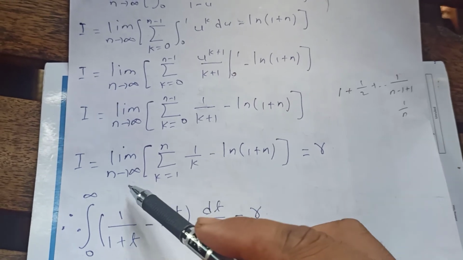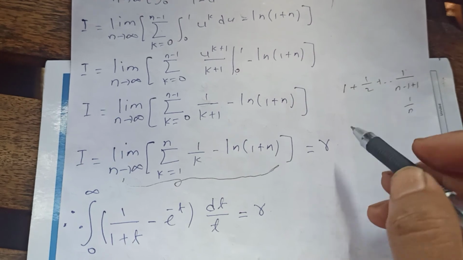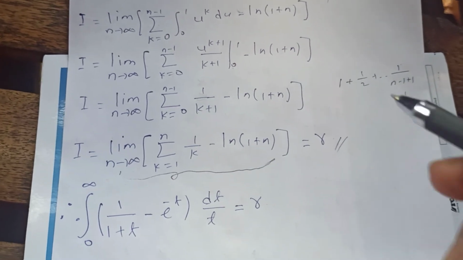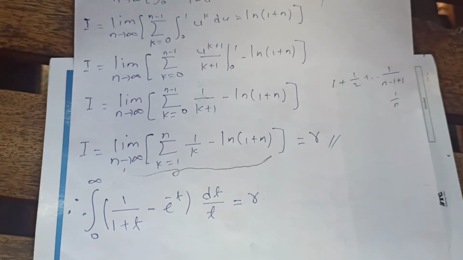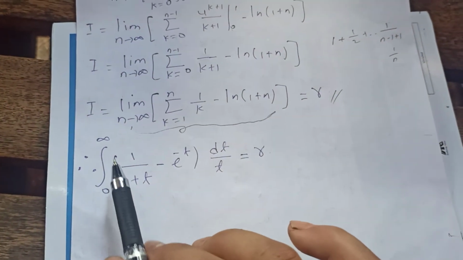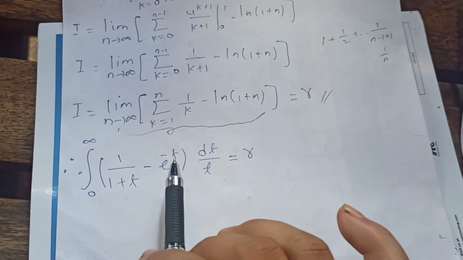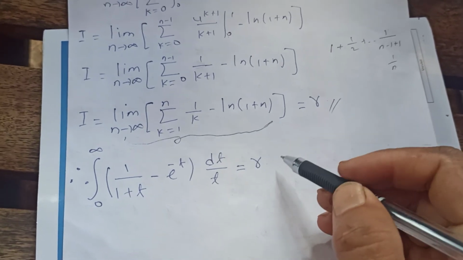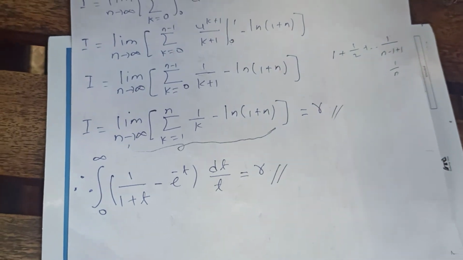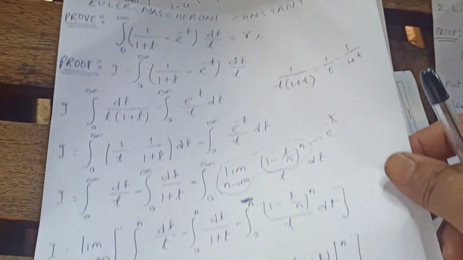This is the basic definition of the Euler-Mascheroni constant, small gamma. Therefore our original integral, the integral from 0 to infinity of (1/(1+t) - e^(-t)) dt/t, is the Euler-Mascheroni constant. So this is how I approach it.